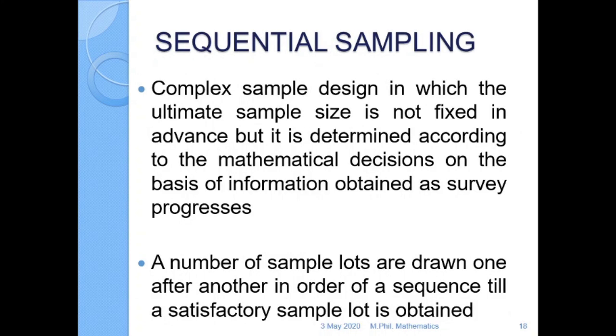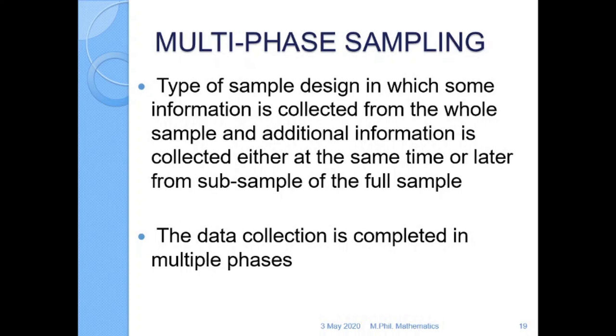Now we move on to another technique called sequential sampling. This is a complex sample design. Here the ultimate sample size is not fixed in advance, and as the survey progresses the investigator decides the sample size. A number of sample lots are drawn one after another in order of a sequence till a satisfactory sample lot is obtained.